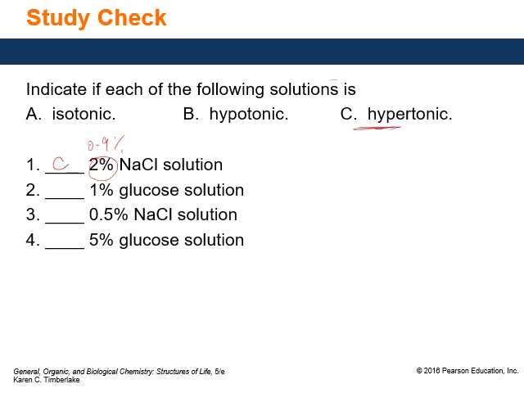So 1% glucose. The level of glucose in our blood, based on the body fluids, was 5%. So this is much lower than that, so this would be hypotonic. 0.5% NaCl is again a little lower than 0.9%, which is what we want. So this is going to be lower, meaning hypo. 5% glucose is exactly the same as what is found in our blood fluid, so this is going to be an isotonic solution. If it is the same as what is wanted, then it is isotonic.